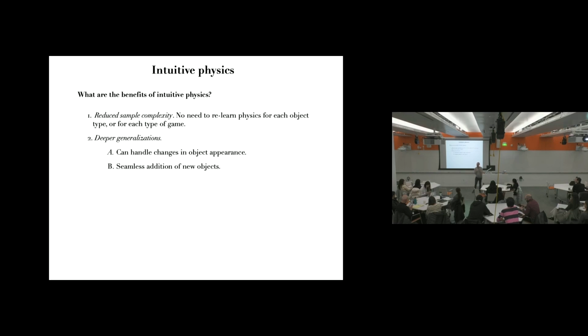babies and adults are constantly exposed to changes in appearance, like lighting changes, pose changes, and so on. And having an intuitive physical theory allows our physical understanding to be robust to those variations. And there are other advantages to generalization, like you can add a new object to a configuration and that won't just completely throw off your physics engine.